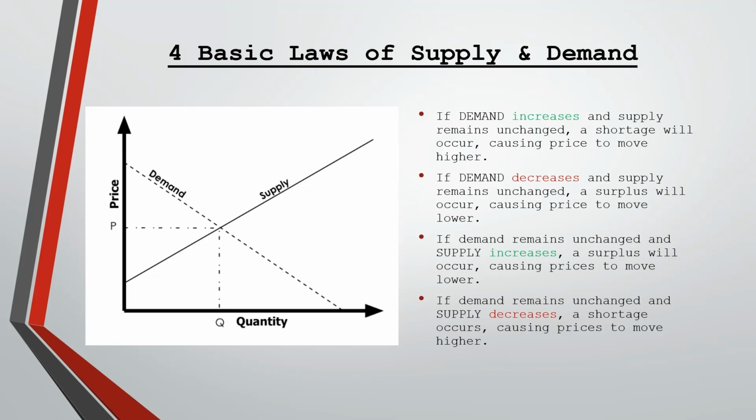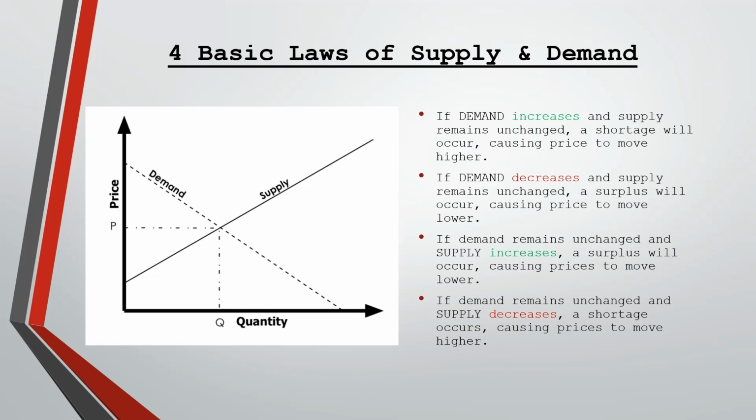Do you want something that everybody has? No. You want something that there's a shortage of. And if you get something that there's a shortage of, you're going to pay a good premium for that, right? So now let's look at supply. Rule number 3. If demand remains unchanged and supply increases, a surplus will occur, causing prices to move lower. Does that make sense to you guys?